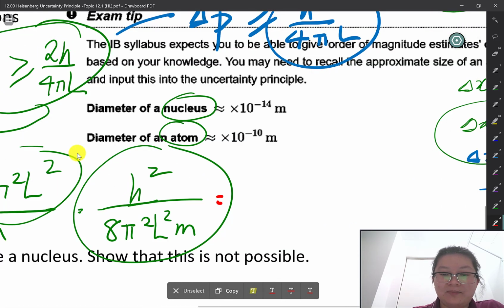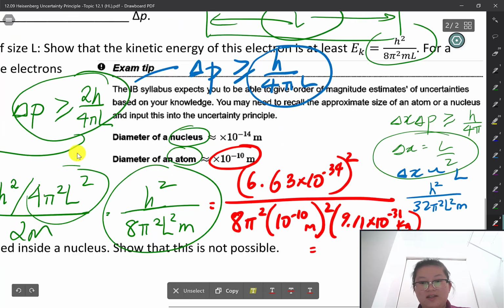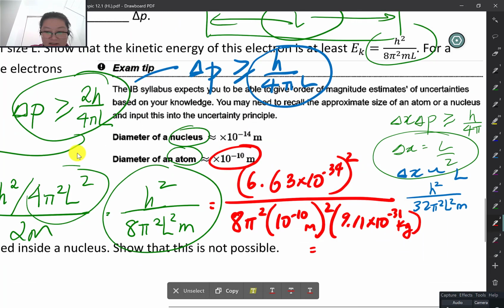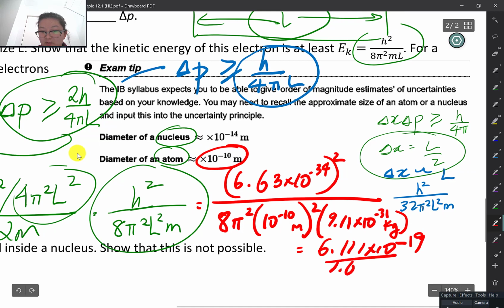To estimate the size of an atom, we use 10 to the power of negative 10 meters for the size of this box. Putting all of this in, I get 6.111 times 10 to the power of negative 19. This question wants electron volts, so I'm going to divide this by 1.6 times 10 to the power of negative 19, which is joules per electron volt.